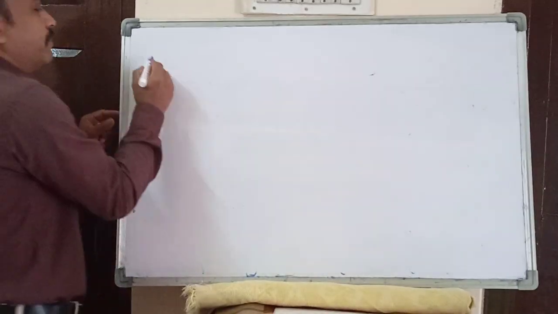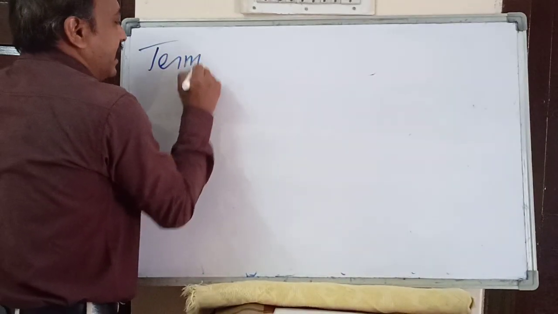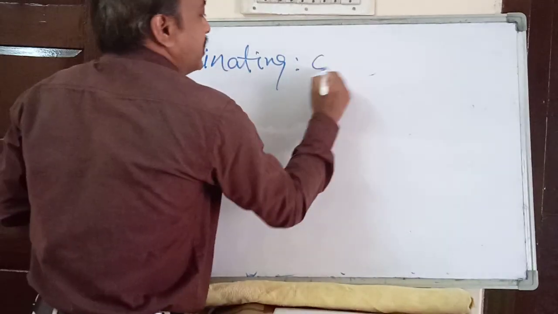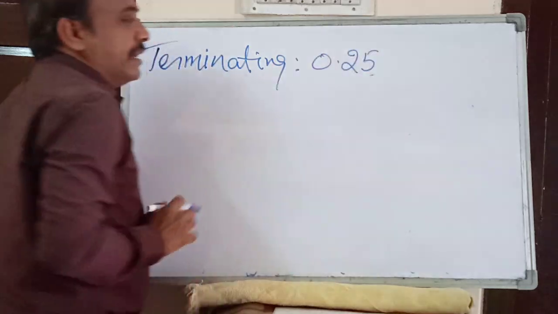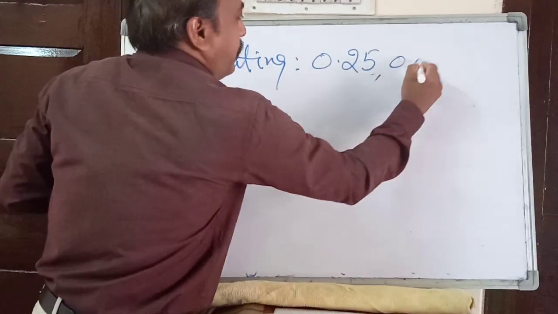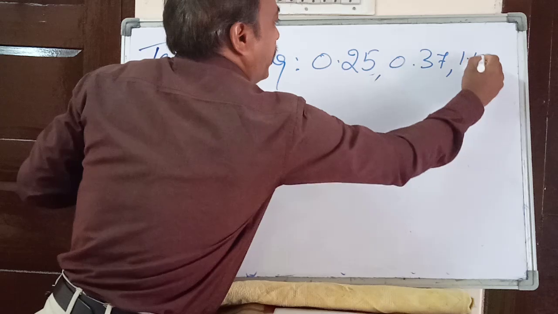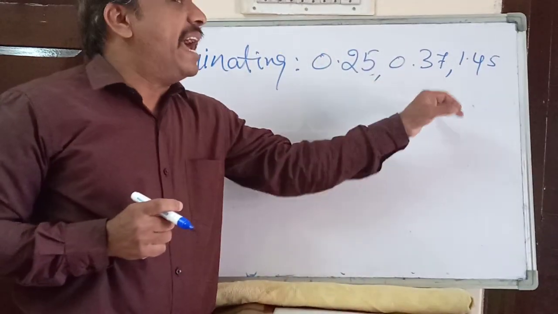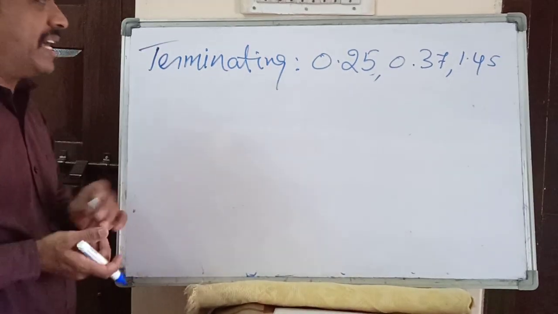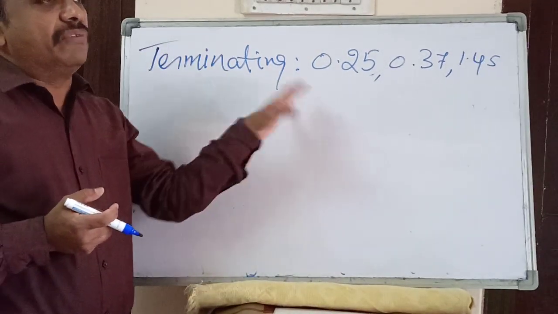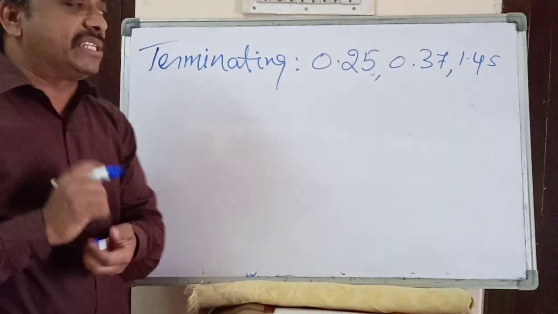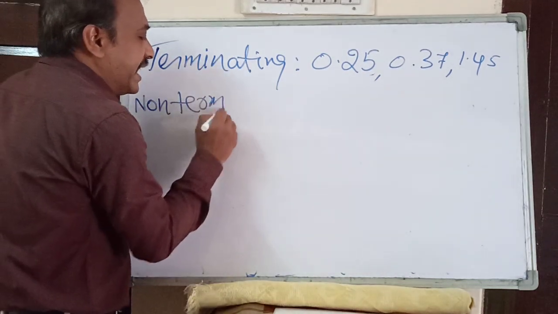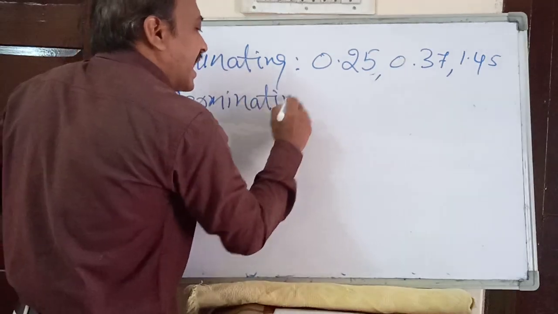Terminating decimal expansion, for example 0.25, it ends over there, 0.37, 1.45, like this. Such type of decimal expansion we call terminating decimal expansion, because when you convert that fraction to decimal, it leaves the remainder 0. Non-terminating recurring.